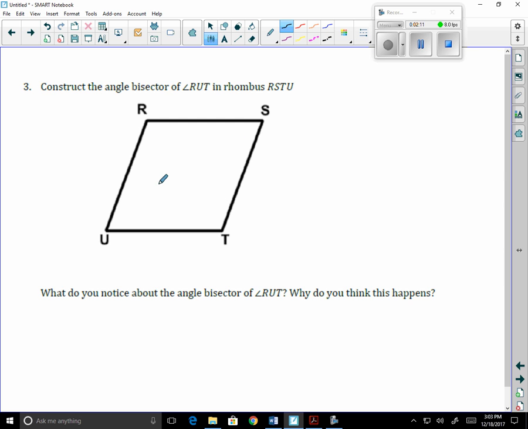And the last one, this is probably the most interesting question. It is a construction that we did not do in class today, so this is a throwback question. In class we talked about all these other constructions, but we never did an angle bisector. So, angle bisector for angle RUT. That means U is the angle we're trying to cut in half.